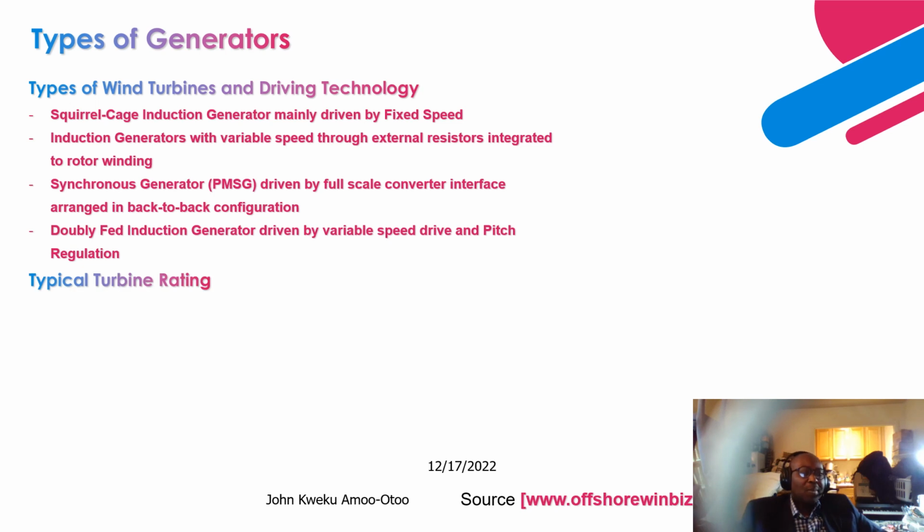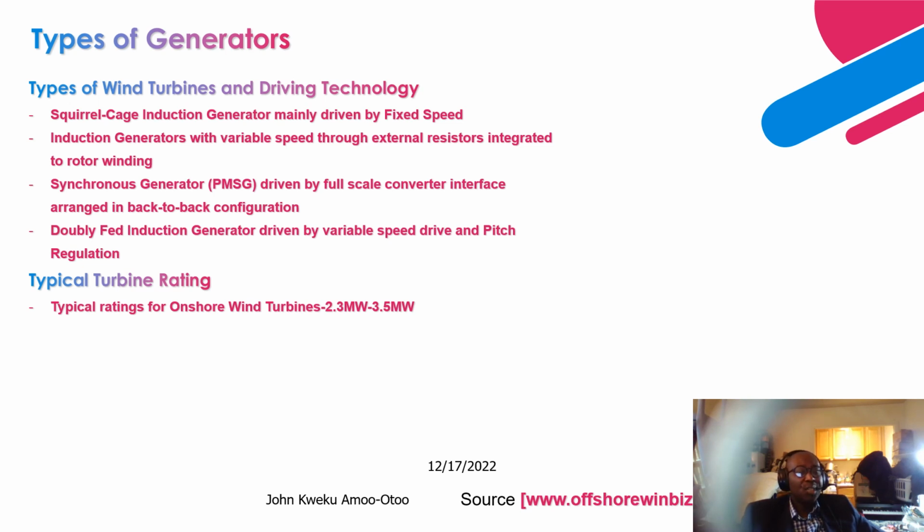Next, we talk about the types of wind turbines and the driving technology that drives these wind turbines. First is the squirrel cage induction generator. This generator operates at a fixed speed, and the fixed speed is dictated by the grid frequency. And the evolution of wind turbines actually started from this type of wind turbine generator.